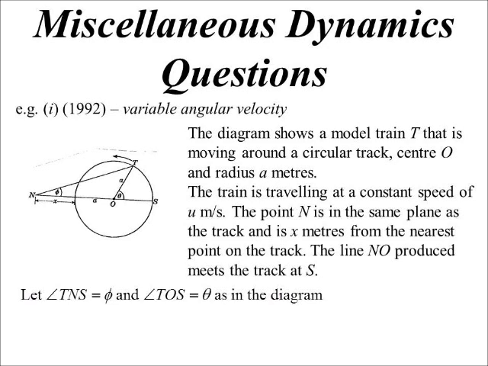So as I say, we've got a train going around the track, centre O, radius A, constant speed, u metres per second. N is on the same level, so it's nice and flat, x metres from the nearest point. And the line NO produced meets the track at the other side there at S, and we're given the size of the angle. So TNS is phi and TOS is theta. So the first thing they want us to do is to simply find d theta by dt, so the angular velocity in terms of A and U.